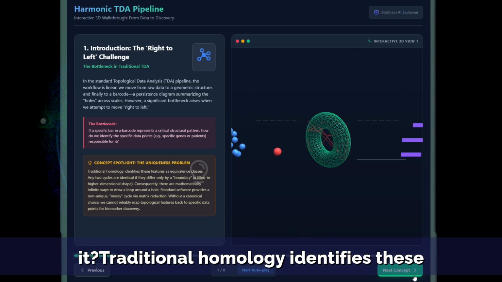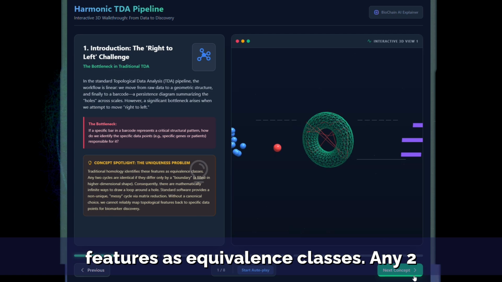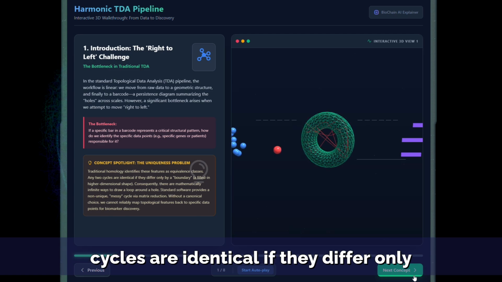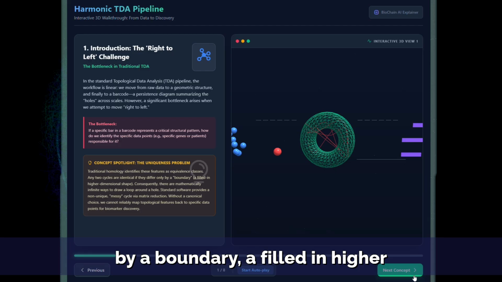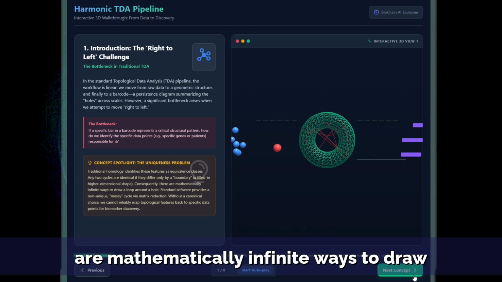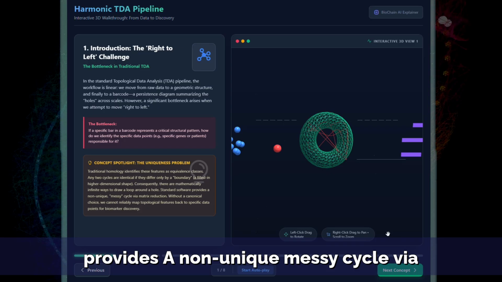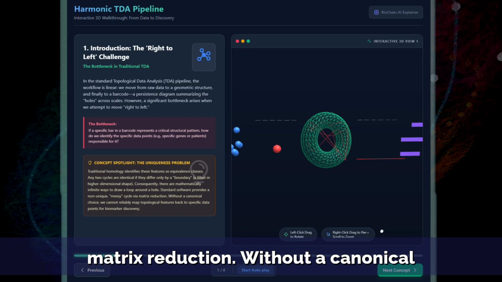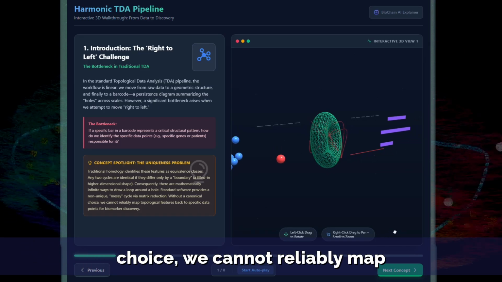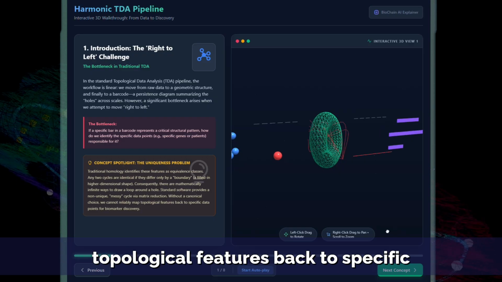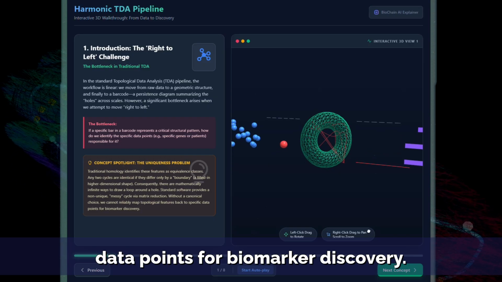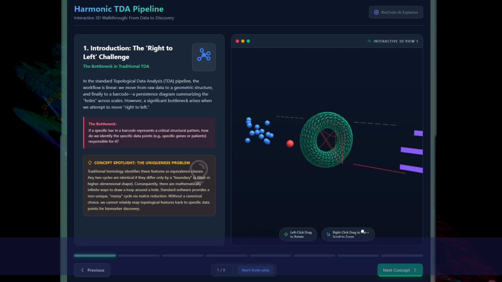responsible for it? Traditional homology identifies these features as equivalence classes. Any two cycles are identical if they differ only by a boundary, a filled-in higher dimensional shape. Consequently, there are mathematically infinite ways to draw a loop around a hole. Standard software provides a non-unique, messy cycle via matrix reduction. Without a canonical choice, we cannot reliably map topological features back to specific data points for biomarker discovery.